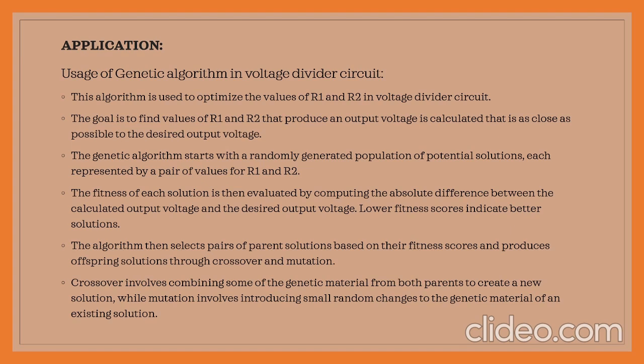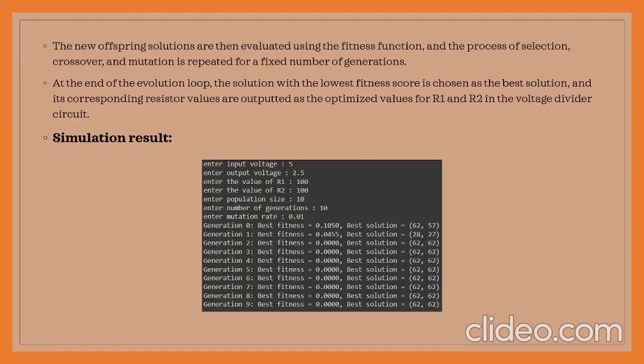The algorithm then selects pairs of parent solutions based on their fitness scores and produces offsprings through crossover and mutation. Crossover involves combining some genetic material from both parents to create new solutions, while mutation involves introducing small random changes to the genetic material of an existing solution.